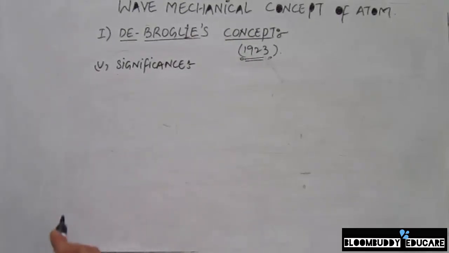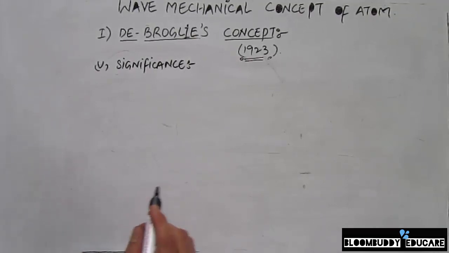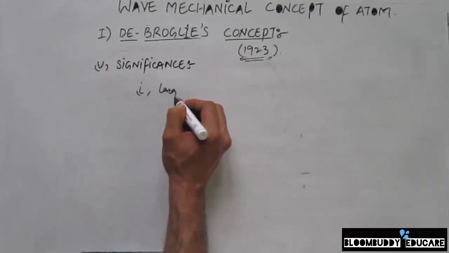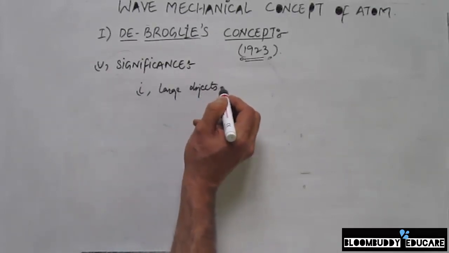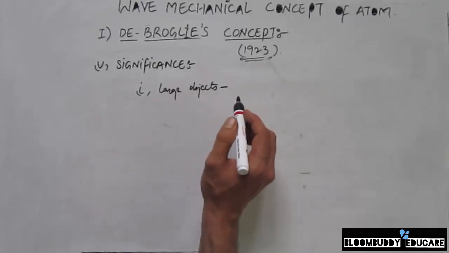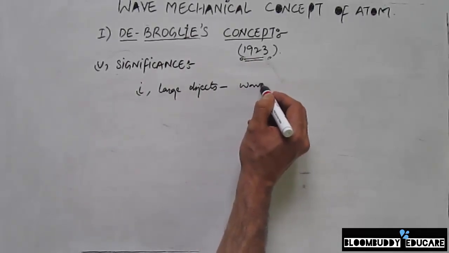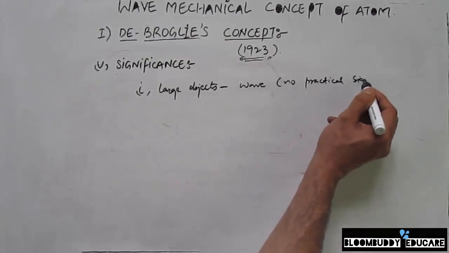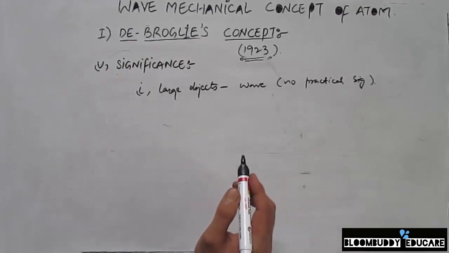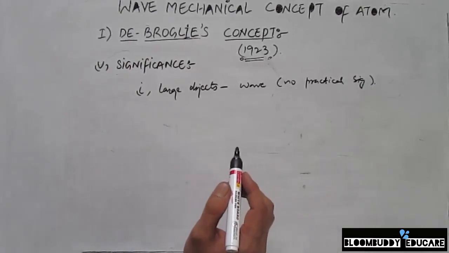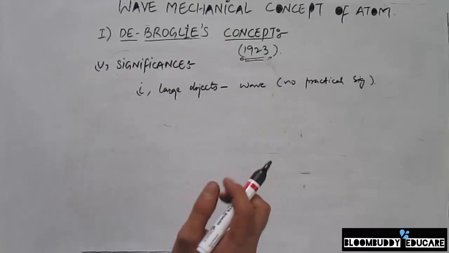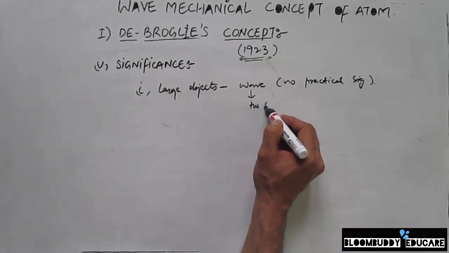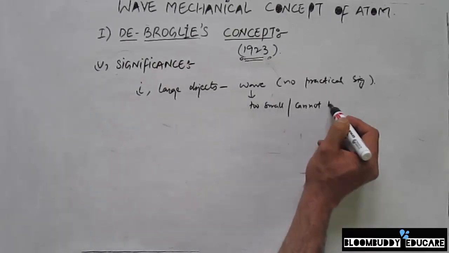Now, moving to the significance part of de Broglie's concept of the wave mechanical model of an atom. The first thing is that for macroscopic objects, or large objects which are in motion, the wave character has no practical significance. And why is that? Because the wavelength associated with large objects in motion is too small to be observed and hence cannot be measured. So this wavelength is too small and cannot be measured.